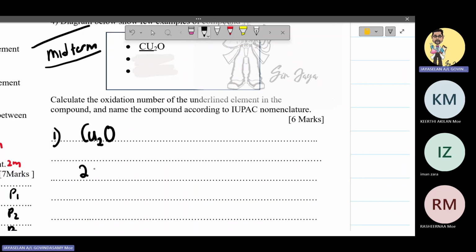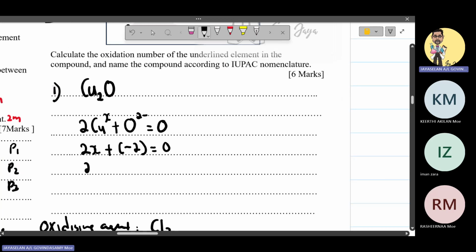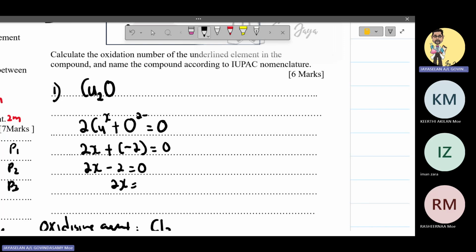So what I do here, 2Cu is 2x, because they underline this, plus oxide O2 negative. When summed up it should be 0. So 2x plus negative 2 equals 0. I put 2x minus 2 equals 0. 2x will be positive 2, x will be positive 1. Positive 1. Any question? Whoever didn't get positive 1, that means you have to check again.